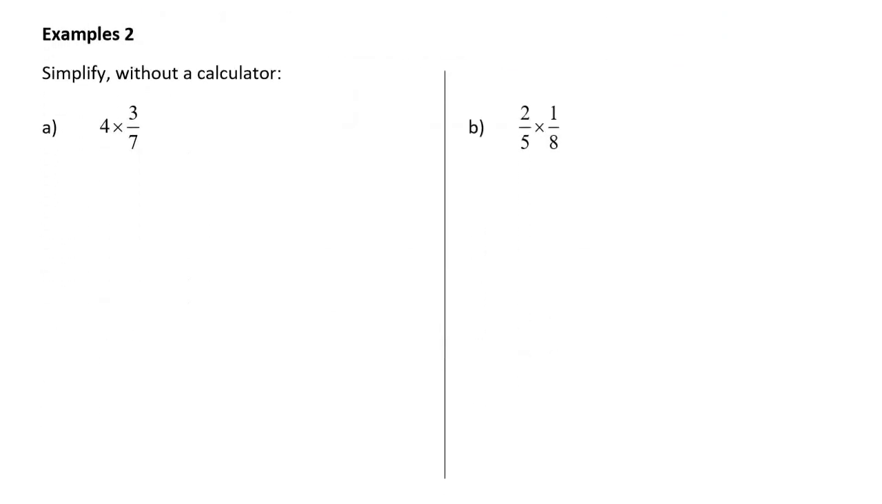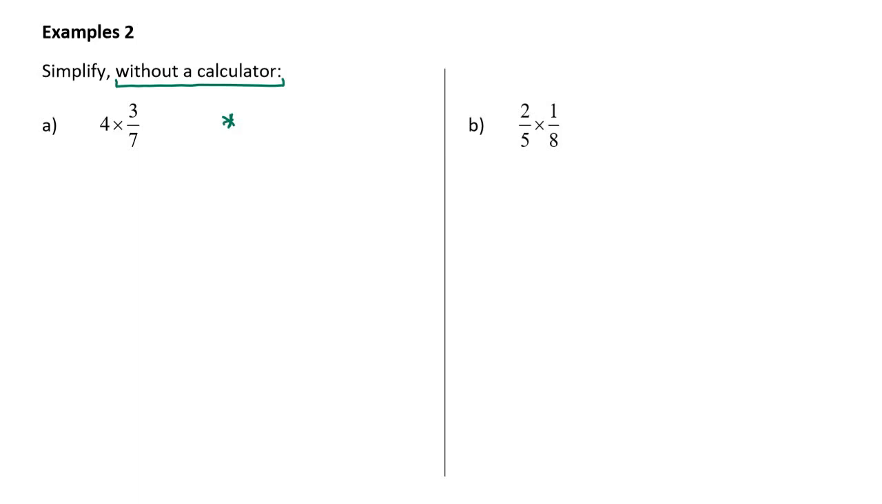So example 2, first question, simplify without a calculator. Now this is the most important thing. Of course you could just pick up your calculator and work this out, but we're trying to develop a set of skills, so in grades 9 to 12, when you're working with algebra in fractions, where your calculator can't help you, you've got the skills to do it. So let's look at the first question, 4 times 3/7.